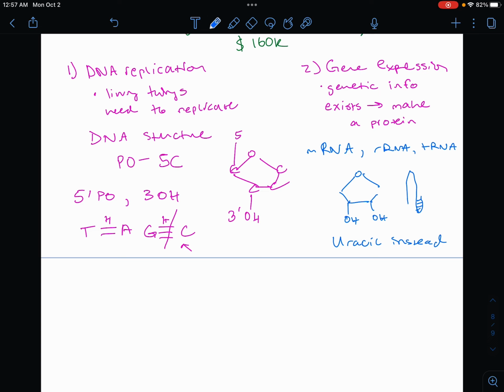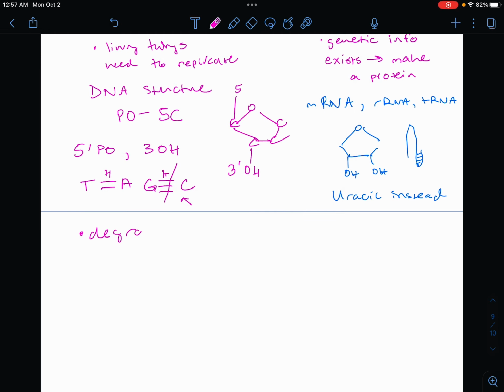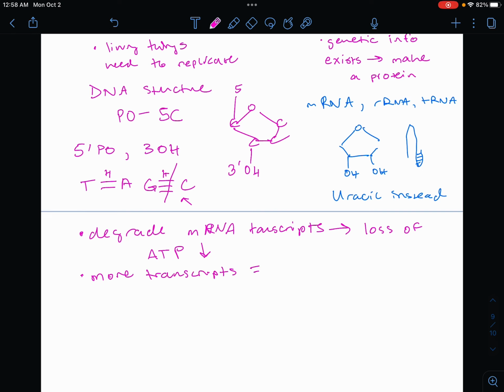All right, let's talk about regulating gene expression. So we need to regulate it by degrading mRNA transcripts, and this prevents the loss of ATP energy. And I'm going to just put an arrow pointing down because that decreases the chance for that ATP to be wasted. More transcripts will equal more protein.